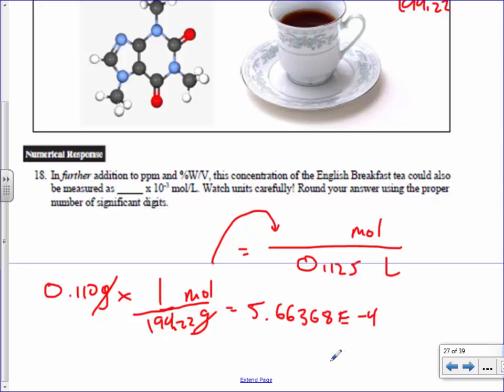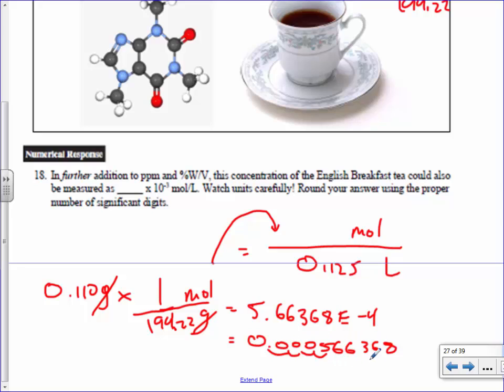Anyone else try that in your calculator? Get the same thing? What does this mean? What does this E thing here mean? Times 10 to the minus 4. So if you wanted to write this number out, it means 0.0005666368 because the decimal place has been moved over 1, 2, 3, 4 times. So it's a very small number.